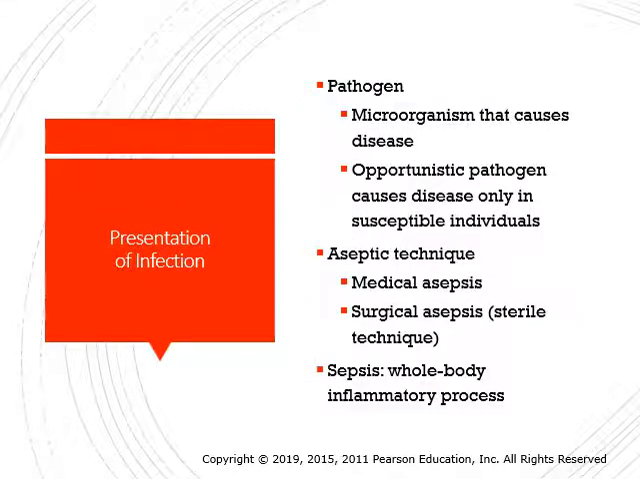Okay, let's talk about a pathogen. Pathogen is defined as a microorganism that causes disease, and an opportunistic pathogen causes disease only in susceptible individuals. So what may cause a disease or an infection in me may not cause the same disease or infection in another individual.